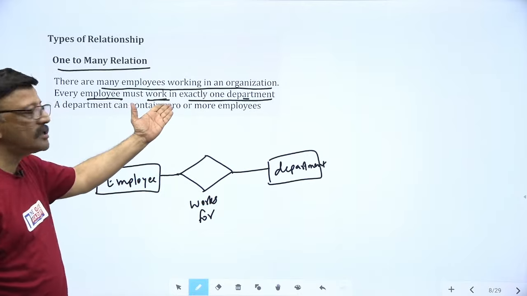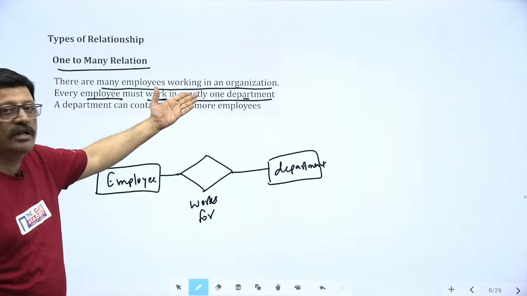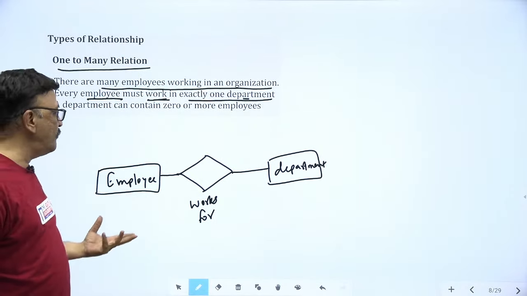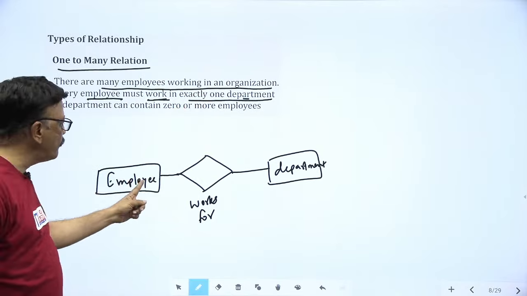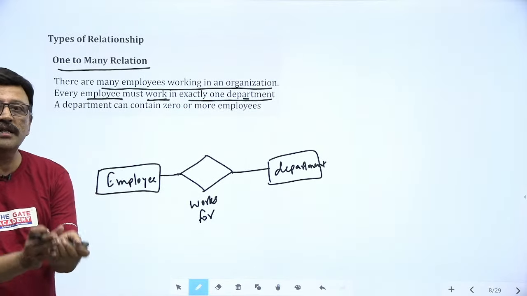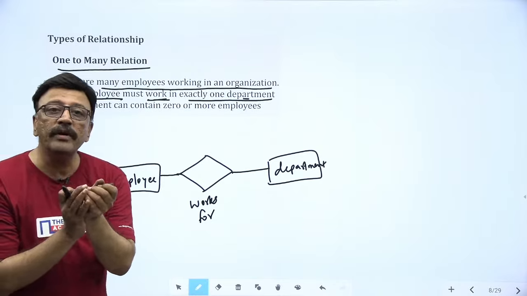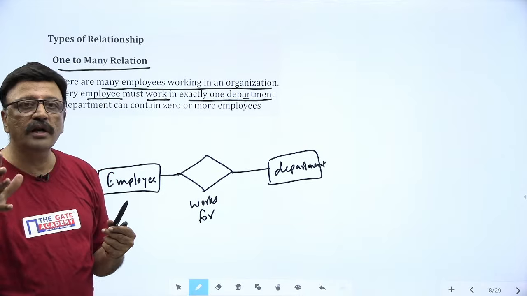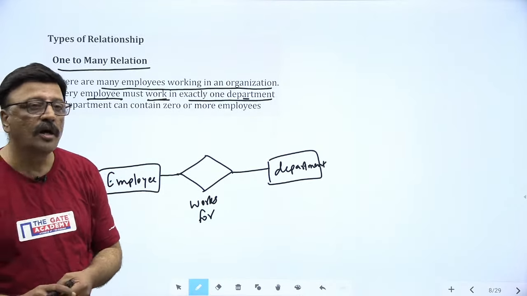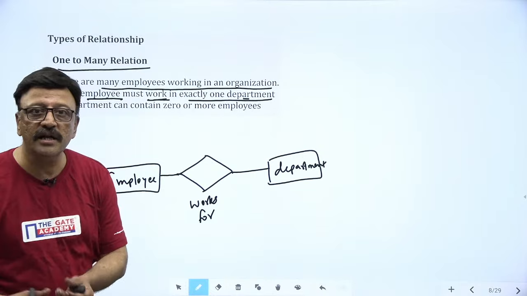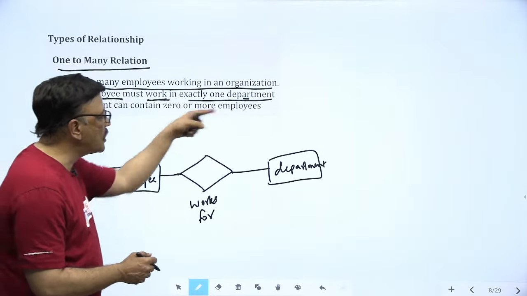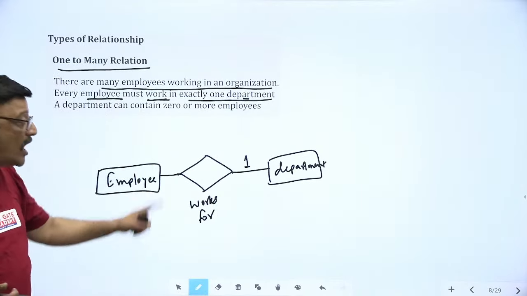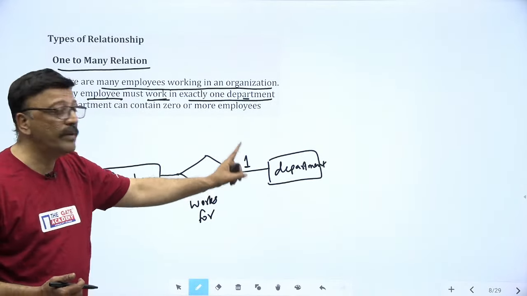Those are company rules. Our customer has given these rules, these requirements. If you go into the organization and ask an employee in which department, or how many departments you work for, the person will say only one department, sir. I work in, say, the accounts section, or say, the HR section. So an employee works for only one department. Please try to understand: the one should come at the department side.